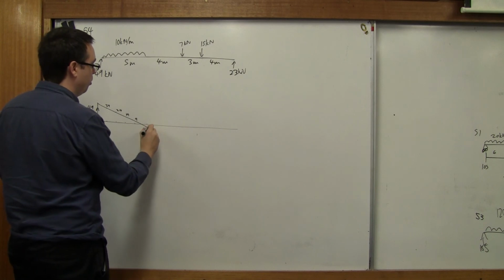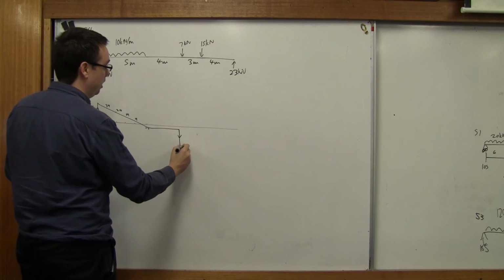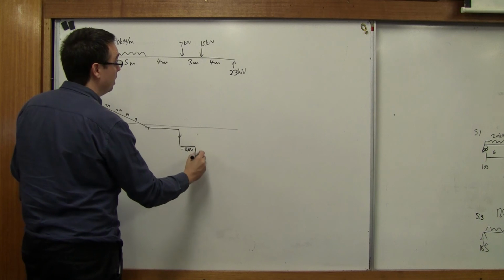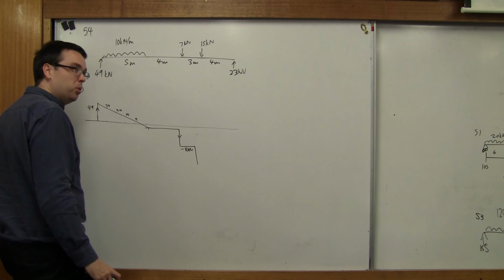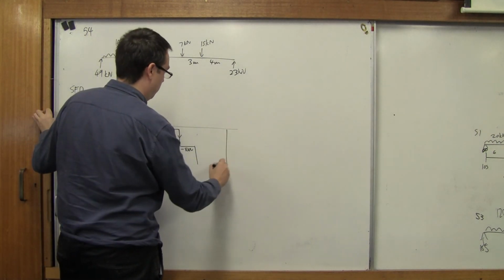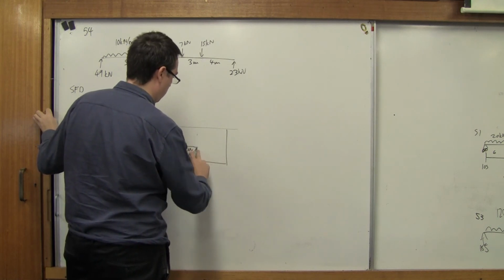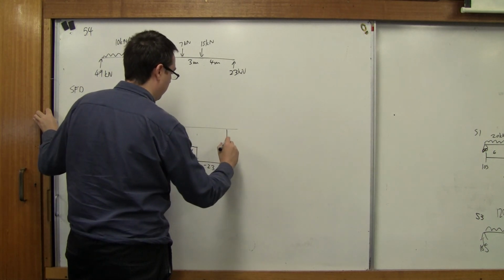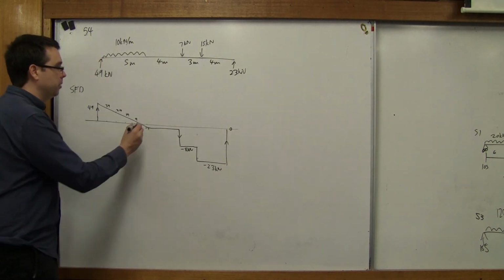Then nothing happened for 4 metres. We went down 7, so it gets us to minus 8 kilonewtons. And then we're going to drop down again. Minus 8 minus 15 is going to be minus 23. And it should be 23 because otherwise that wouldn't work. Then finally up 23 back to 0. Okay, where is our maximum likely to be? It's going to be here.